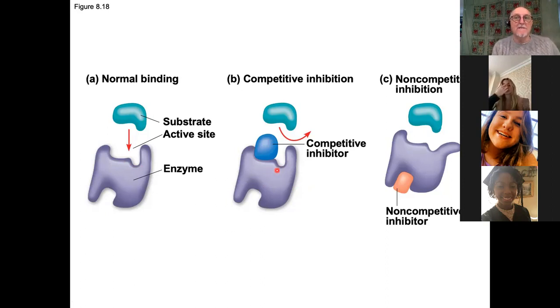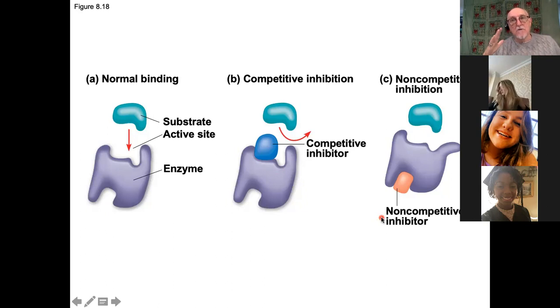And a typical example is hydrogen cyanide, for example. Hydrogen cyanide poisons one of the respiratory enzymes in our cells, in our mitochondria. And that's why it's a poison. Other things, snake venom, spider venom, or these sort of things often are competitive inhibitors on enzymes.